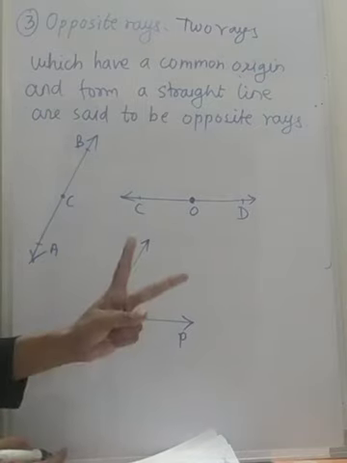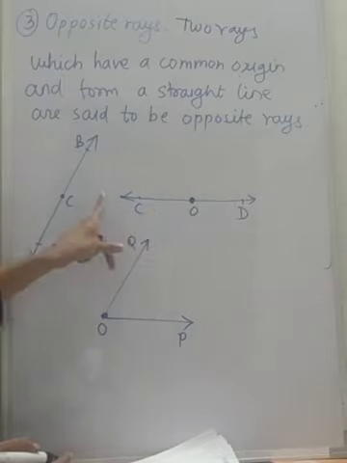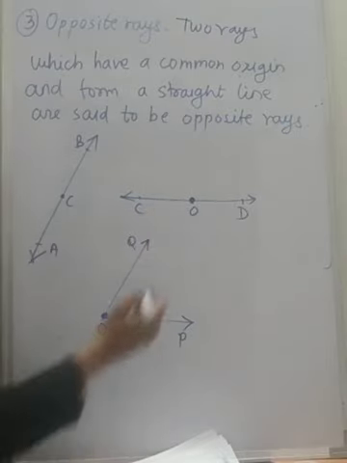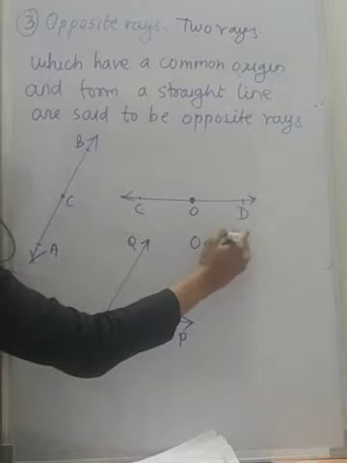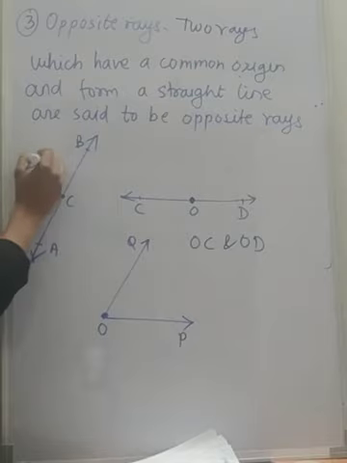We need two conditions. One, their origin should be common, and the second, they should form a straight line. Then these rays are called opposite rays. So here OC and OD are opposite rays. Here CB and CA are opposite rays.